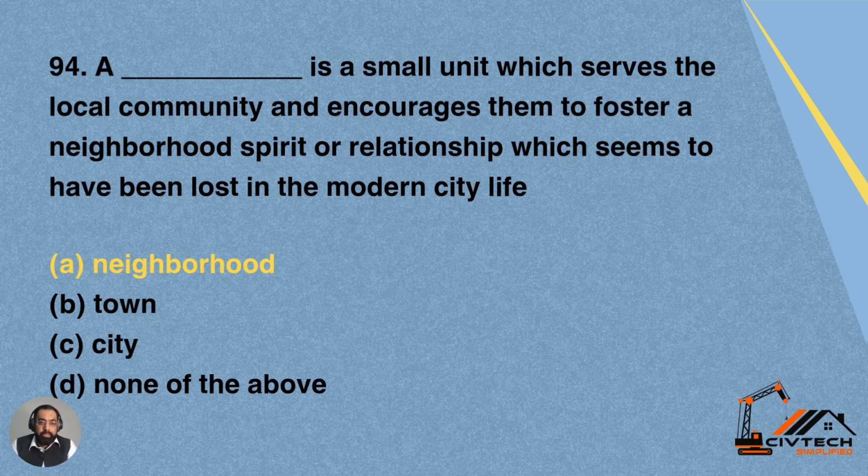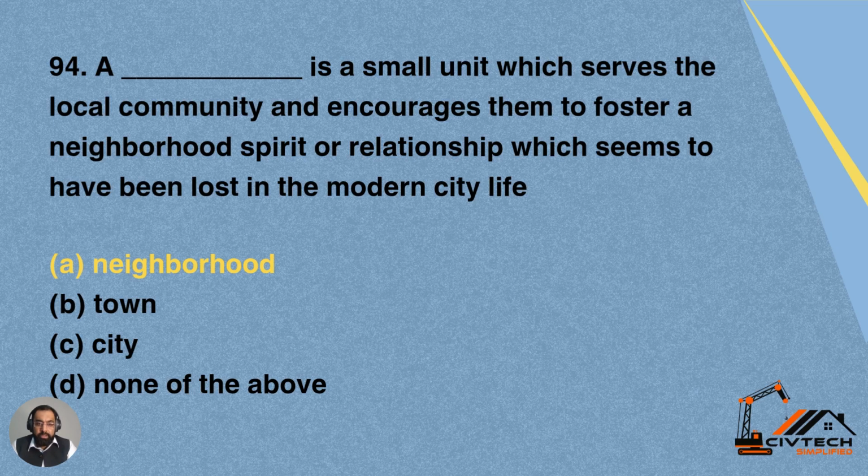Then question 94, a dash is a small unit which serves the local community and encourages them to foster a neighborhood spirit or relationship which seems to have been lost in the modern city life. Option A is neighborhood; B, town; C, city; none of the above. So actually neighborhood is a small unit which serves the local community and encourages them to foster a neighborhood spirit and relationships with each other, which seems to have been lost in modern cities.